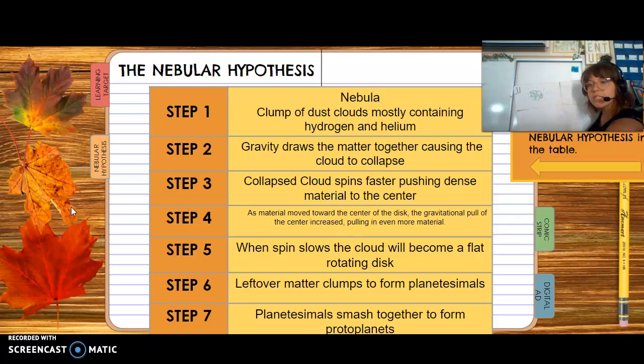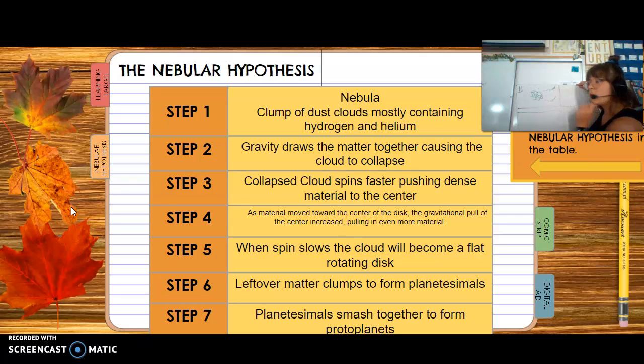Now you can add as much detail as you want. You can keep it as a picture, or you could add some labels. We could say this dot is hydrogen, and this dot is helium. Again, it's up to you how much detail you want. From there, you can have a caption. The caption goes right below your picture, and you would write what you have for step number 1. So you would write a clump of dust mostly contains hydrogen and helium.